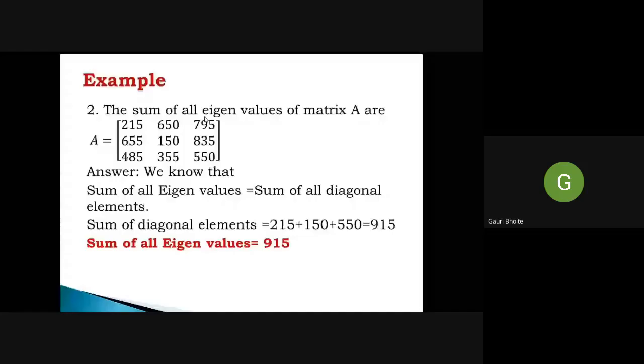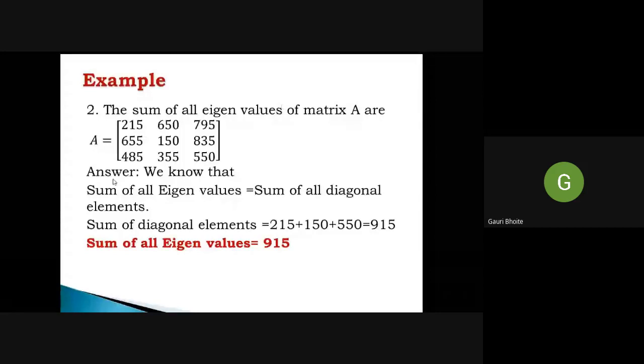So, a simple example: find the sum of all eigenvalues of matrix A, where A is given with some large numbers, 2, 1, 5, 6, 5, 0 and so on. To find the sum of all eigenvalues, this is a large matrix and it is very difficult, right? So we are not finding any single actual eigenvalue. Instead of that, we are using a property.